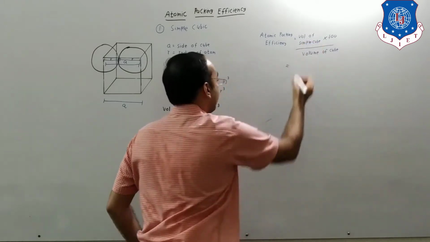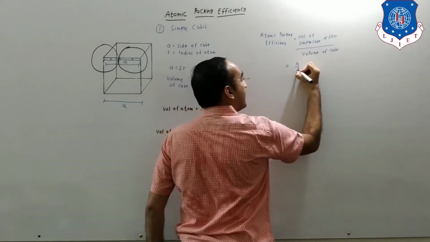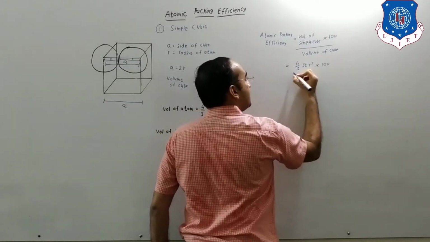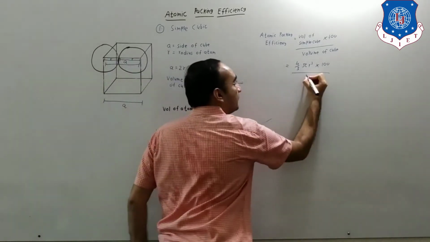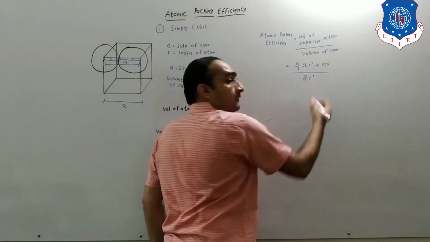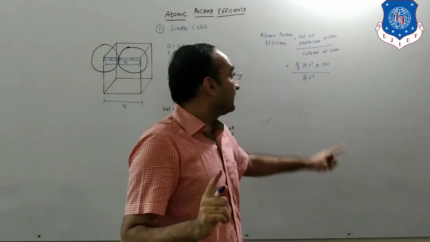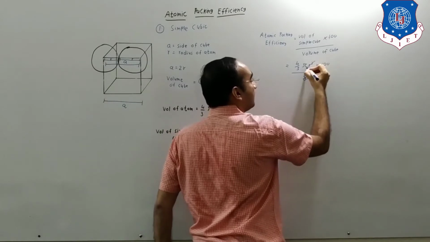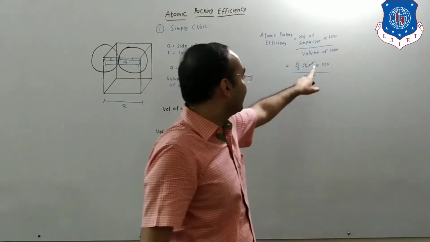What is the volume of a simple cubic atom? That is 4/3 pi r cube. 4/3 pi r cube multiplied by 100, divided by volume of cube, that is 8 r cube. While you are deriving, make sure that every time this r cube cancels away. This is the very first sign that your derivation is correct.